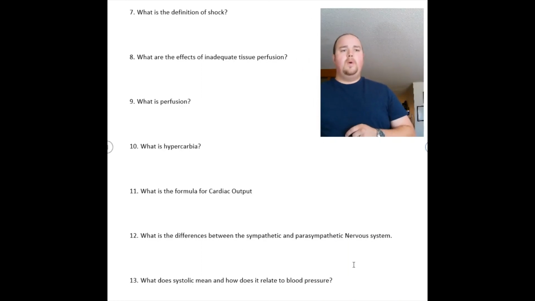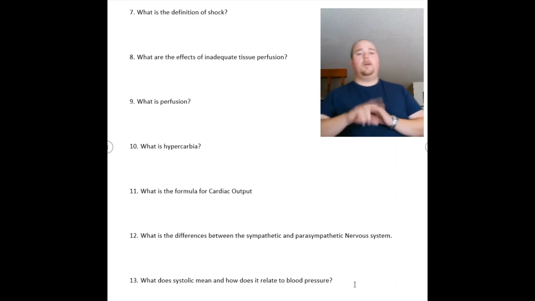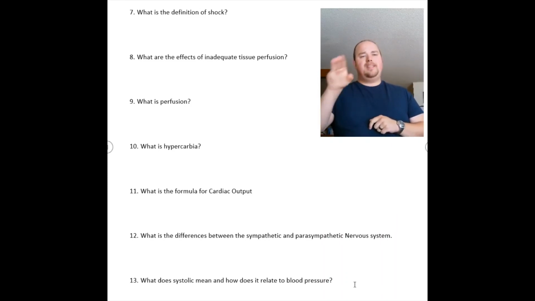Now, what's the definition of shock? My definition of shock and the proper definition of shock are two different things, so make sure you're looking at the proper definition of shock. But what's my definition of shock? Inadequate tissue perfusion. Okay, what's that next question down there? What are the effects of inadequate tissue perfusion?